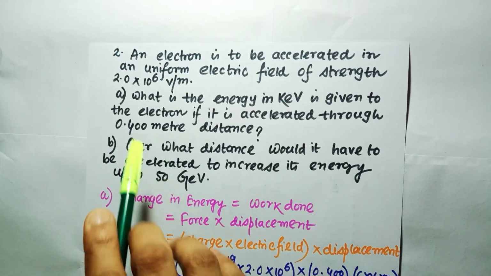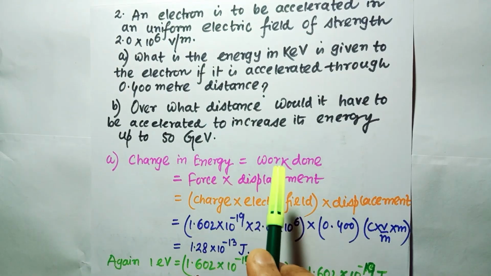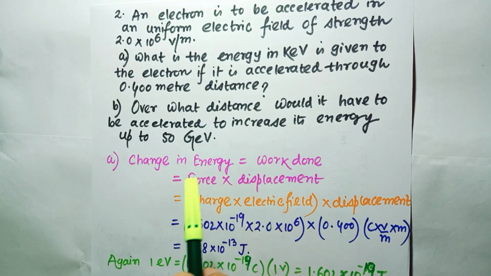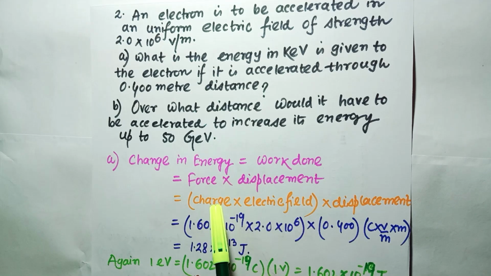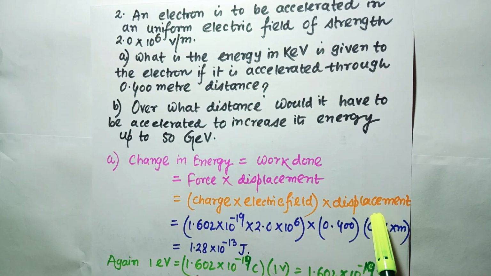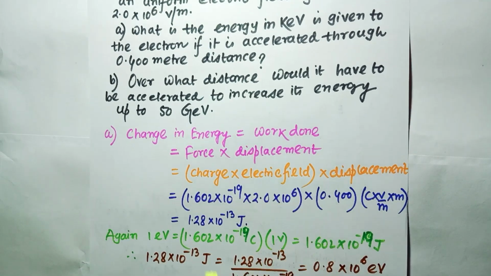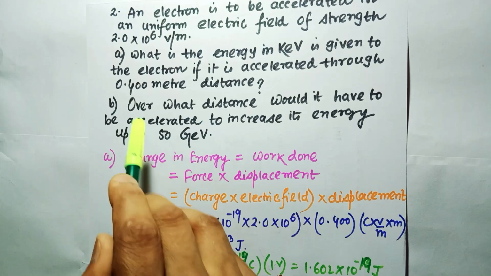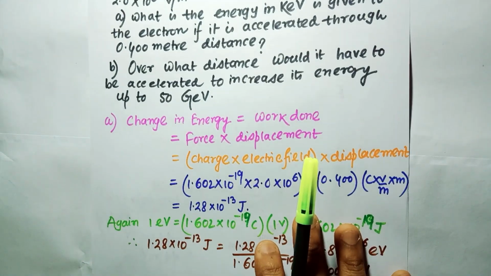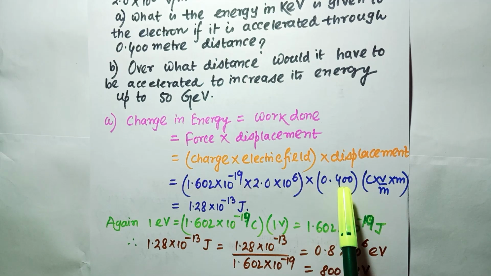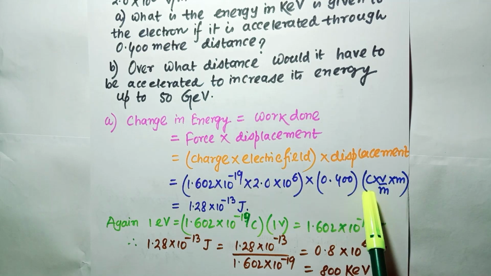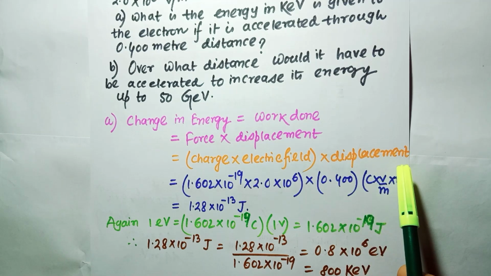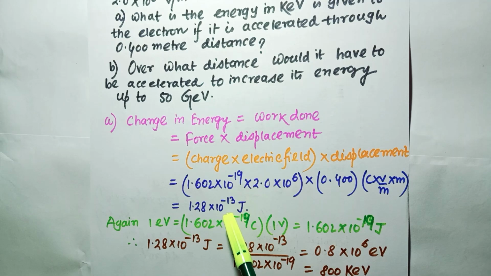So for the first question, as we all know, work done means the change in energy, and the energy will be stored in the configuration, in this case the electron. So work done we can write as force times displacement. Force we can write as charge times electric field, times the displacement. What is the amount of charge on the electron? It is 1.602 into 10 to the minus 19 coulomb, times the magnitude of the electric field, 2 into 10 to the 6 volt per meter, and the displacement is 0.4. From the units also, the charge has the unit of coulomb, the electric field has the unit of volt per meter, times the displacement with the unit of meter. So it becomes 1.28 times 10 to the minus 13 joule.